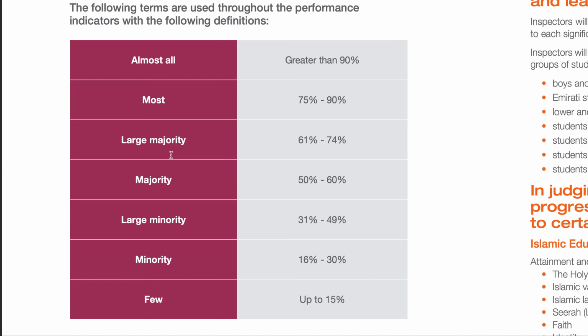The majority is 50 to 60%. The large minority is 31 to 49%. The minority is 16% to 30%. The few is up to 15%. How can we use such quantitative terms?